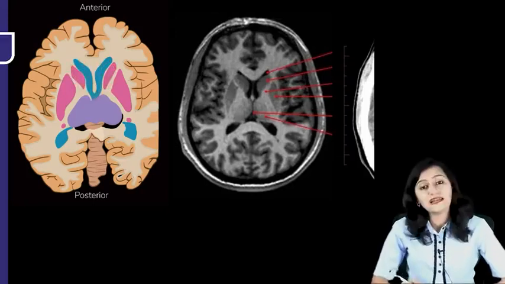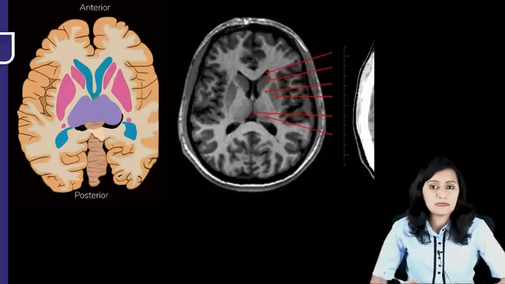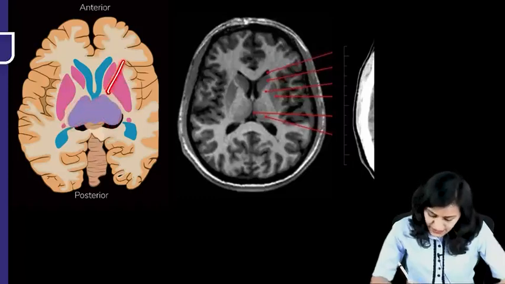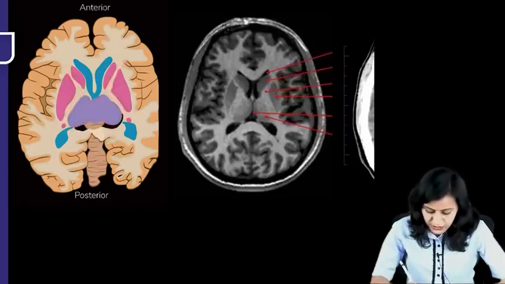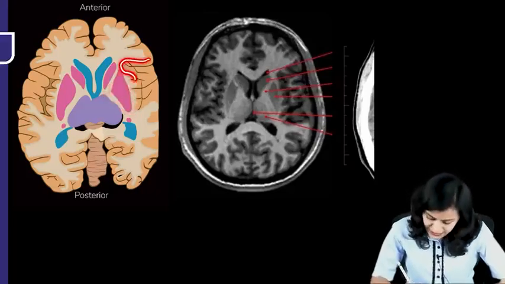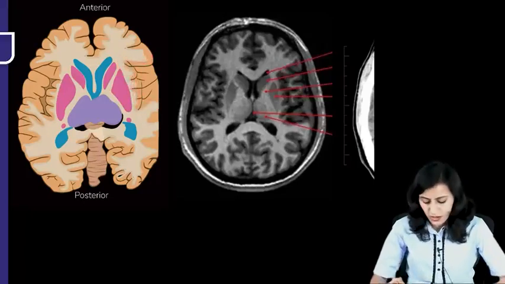Then the lateral ventricles open into the third ventricle, which will appear as a slit-like midline structure. Adjacent to that will be the thalamus. Here we have the V-shaped internal capsule. Adjacent to that is the lentiform nucleus, and adjacent to that is this insular cortex. This is going to be the insular cortex.